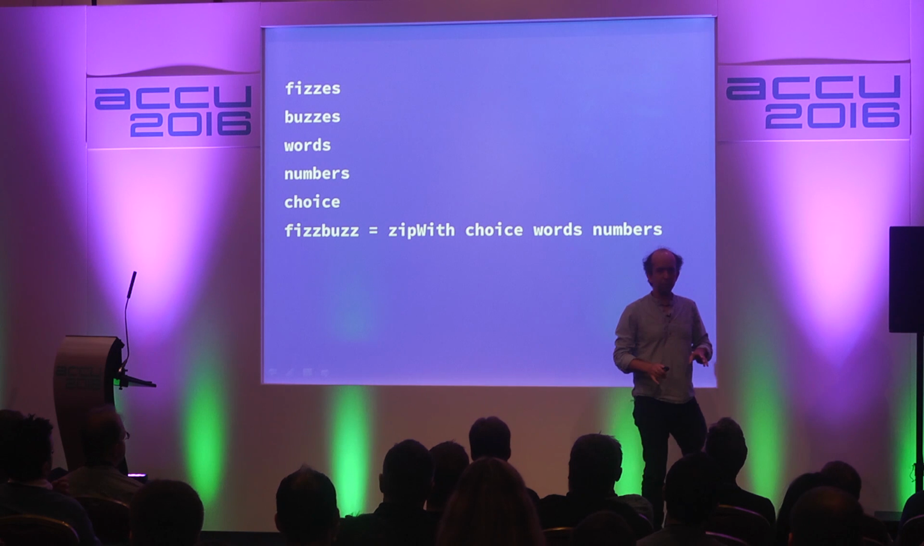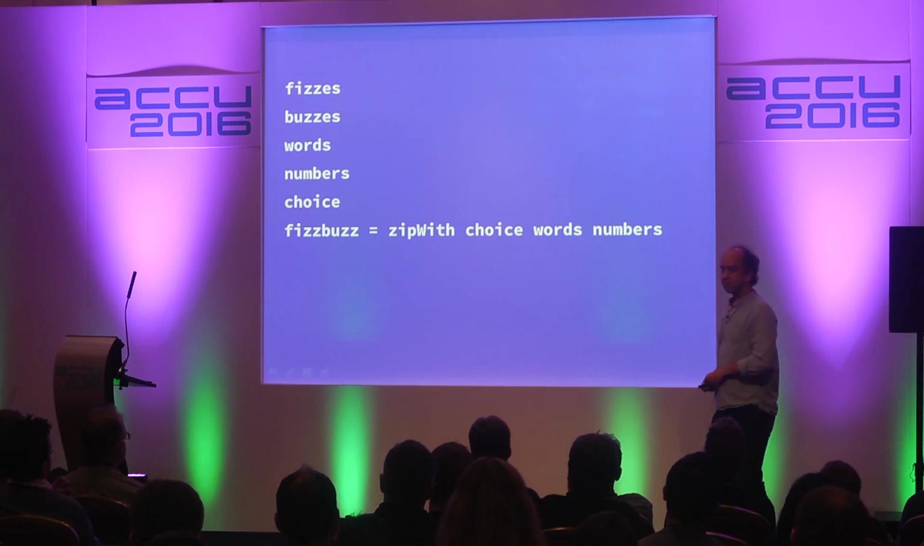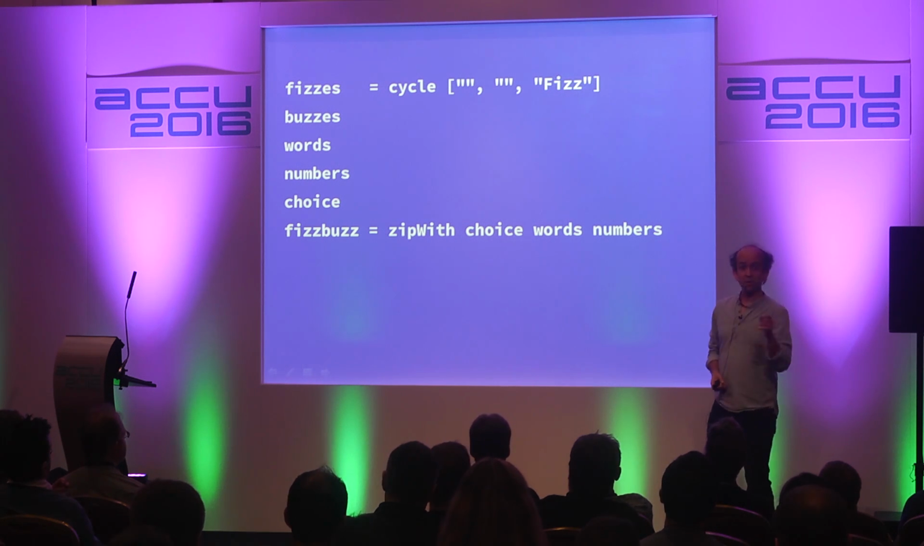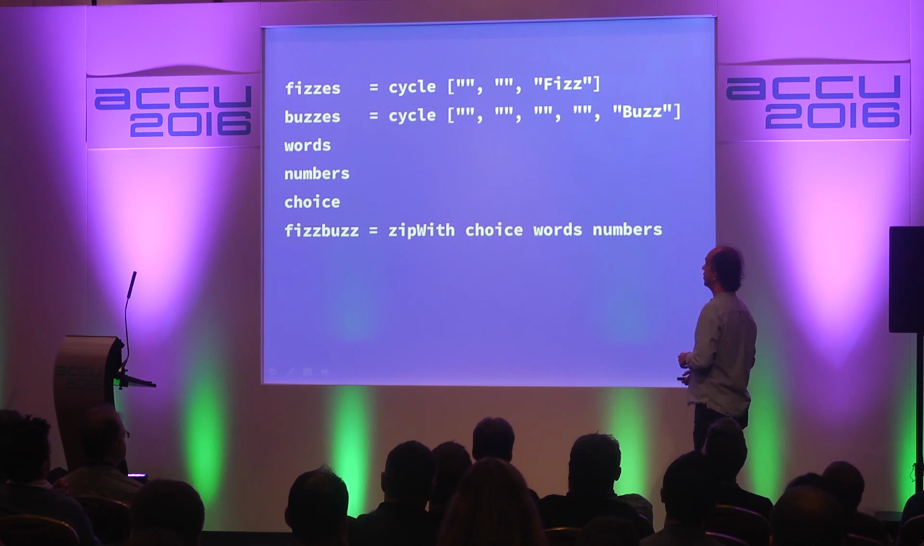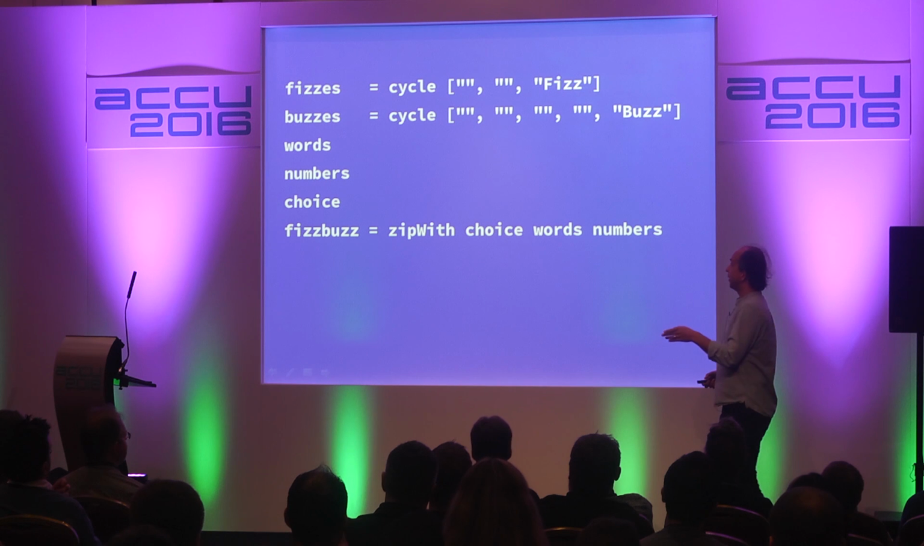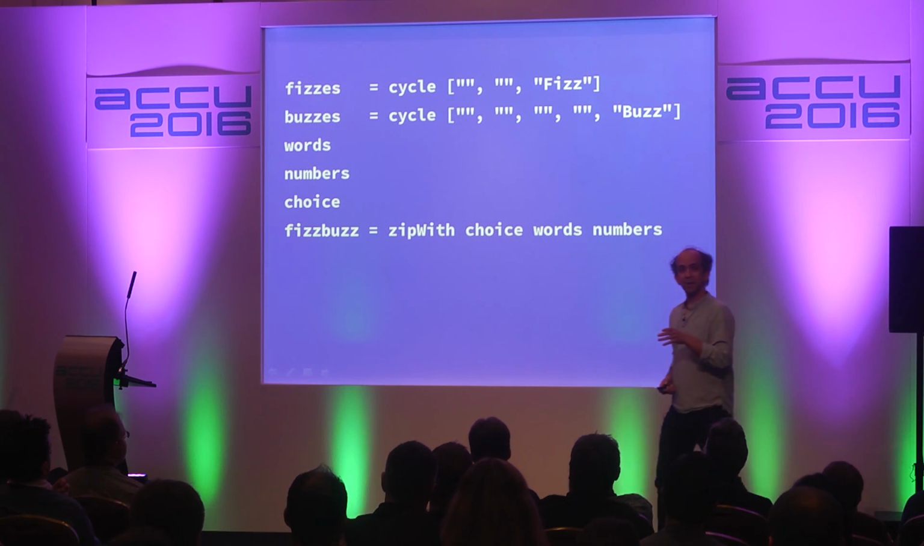Okay? So now I've got all of that. So let's go and look at how I'm going to get all of the fizzes. I'm going to cycle. There's nothing, there's nothing, there's a fizz. I'm going to cycle. There's nothing, there's nothing, there's nothing, there's nothing, then there's a buzz. How many fizzes do I have here?